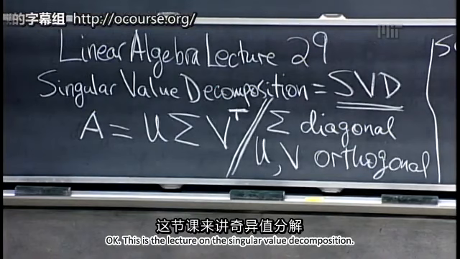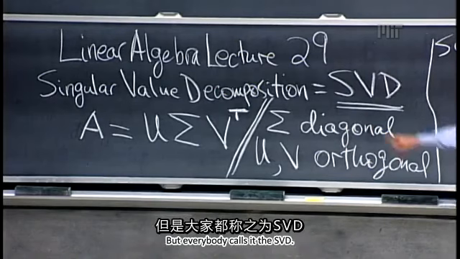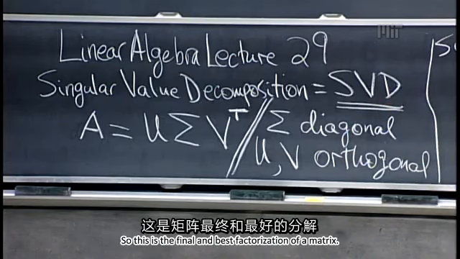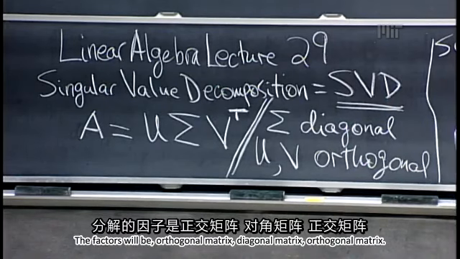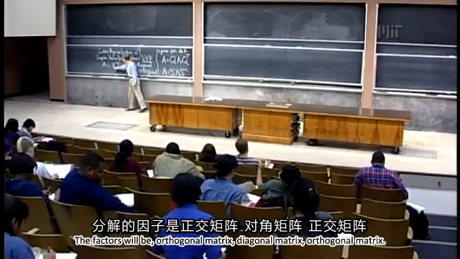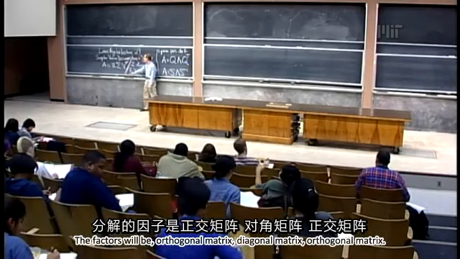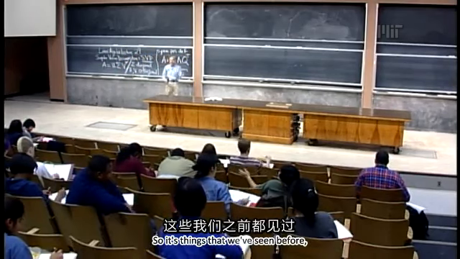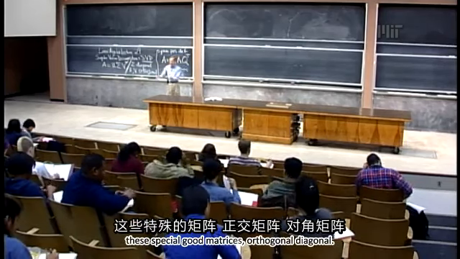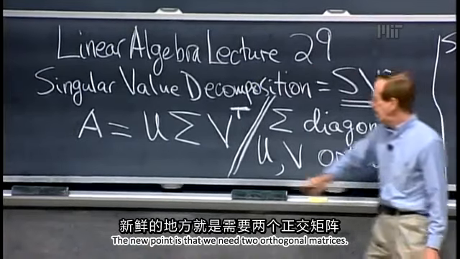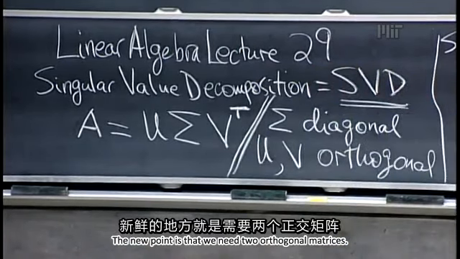Okay, this is the lecture on the singular value decomposition, but everybody calls it the SVD. So this is the final and best factorization of a matrix. Let me tell you what's coming. The factors will be orthogonal matrix, diagonal matrix, orthogonal matrix. So it's things that we've seen before, these special good matrices, orthogonal, diagonal. The new point is that we need two orthogonal matrices.